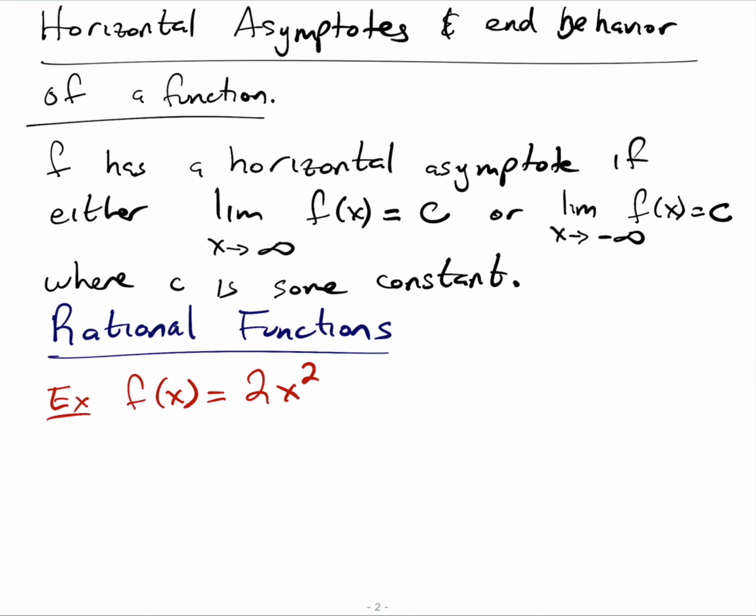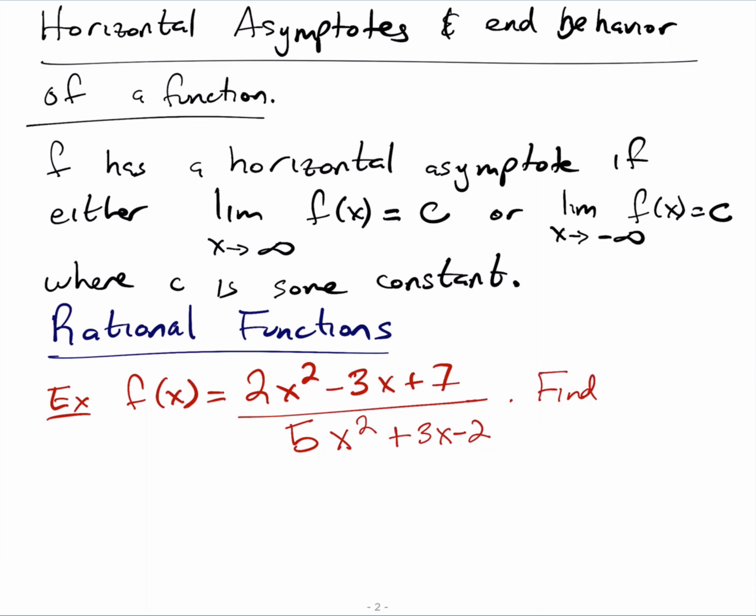So let's say, for example, just to make up something here, you have 2x squared minus 3x plus 7 divided by 5x squared plus 3x minus 2, and you want to find the horizontal asymptotes. If it's just a straight up rational function, how many horizontal asymptotes do we expect to have? One, right? One or sometimes none, right?